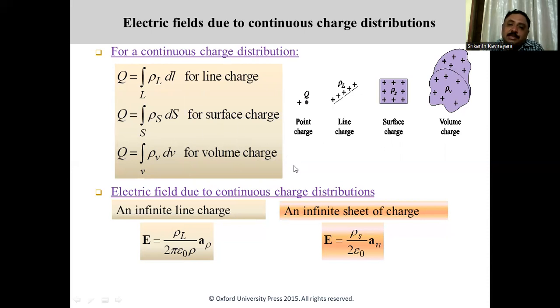And then based on these expressions, we would have to calculate the electric field due to continuous charge distribution as shown here, and evaluate what the electric field would be at a particular point. If we are taking something like an infinite line charge, how the electric field is evaluated, and how the infinite sheet of charge would evaluate a particular value. So this would be the topic of discussion in our next lecture.